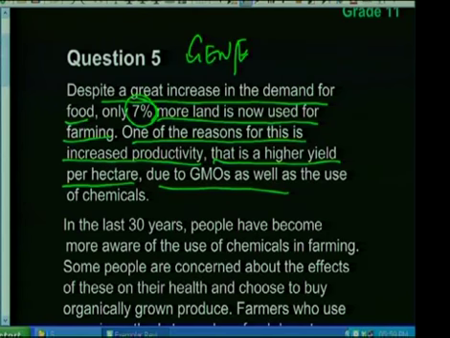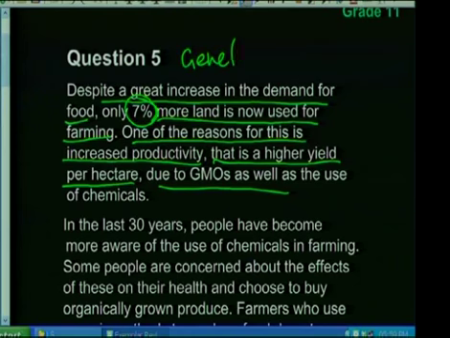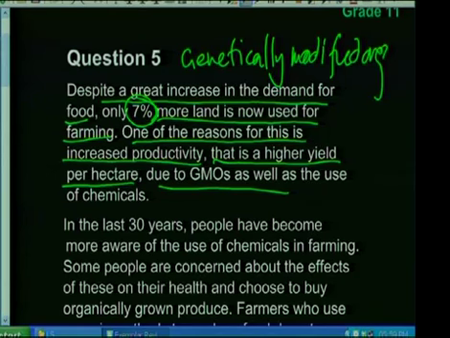Genetically modified organisms. Oh, what a bad speller I am. I won't make it in the spelling bee.